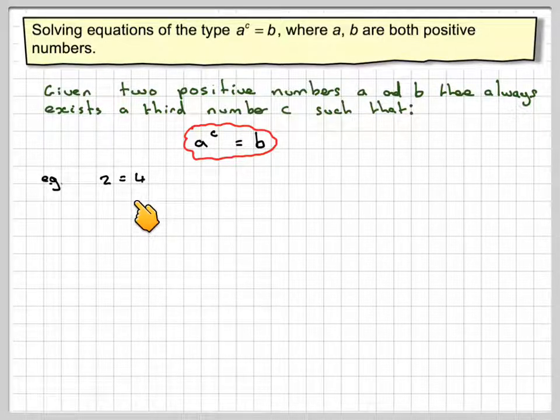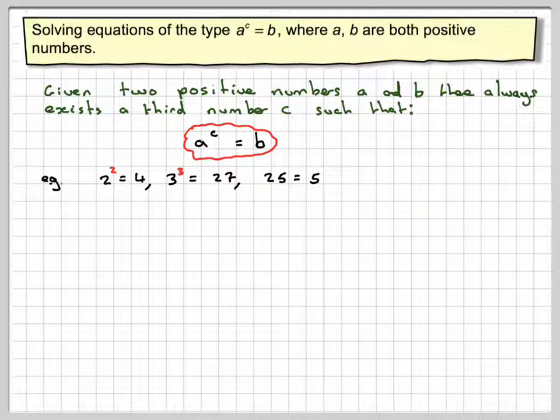So if we look at 2 and 4, pause the video and see if you can find the value of c that goes here. Did you come up with 2? Try the next one, which is 3 and 27. Did you come up with 3? Because 3 cubed is 27.